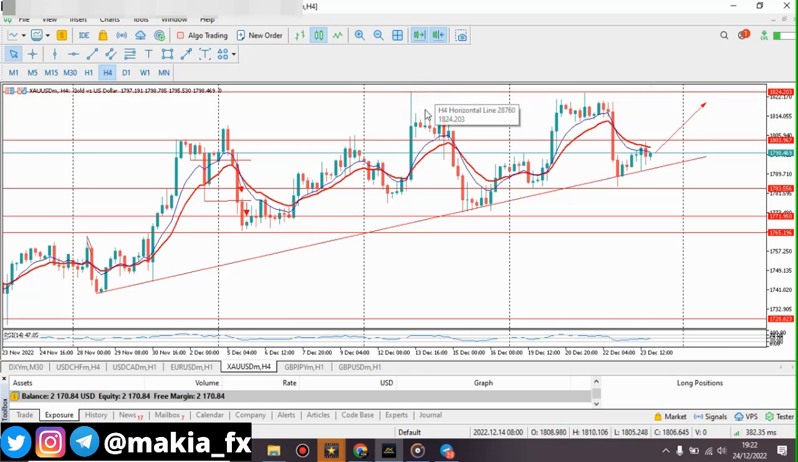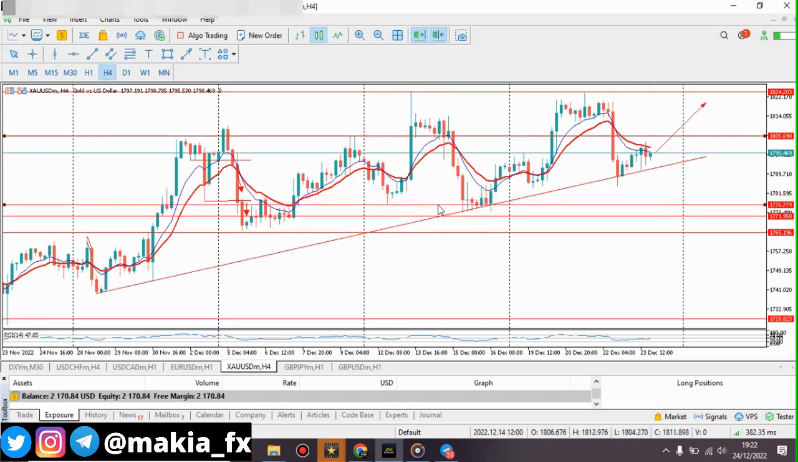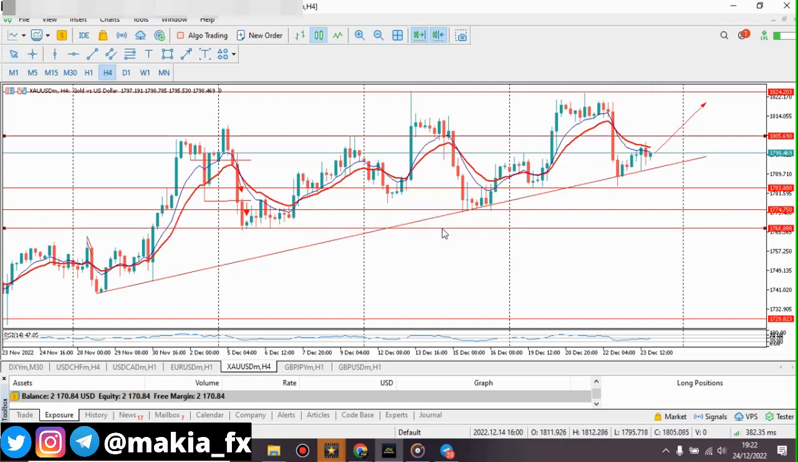Actually, yeah, this is the first zone. The next zone will be this area. The next zone will be this area. Another zone will also be this area, and this also may be another zone. This will be another zone, and this will be another zone. So these are what I'll call the support and resistance zones which I've drawn.